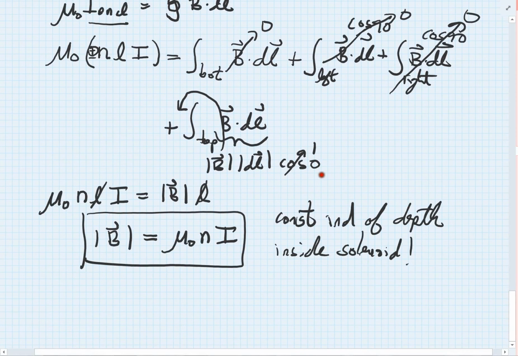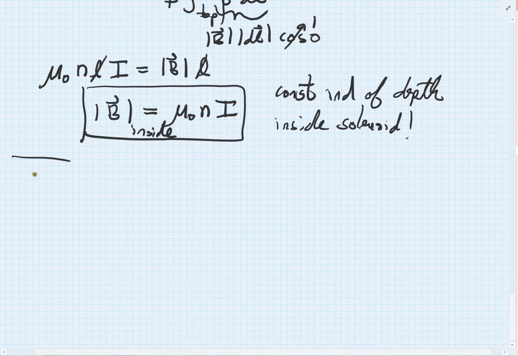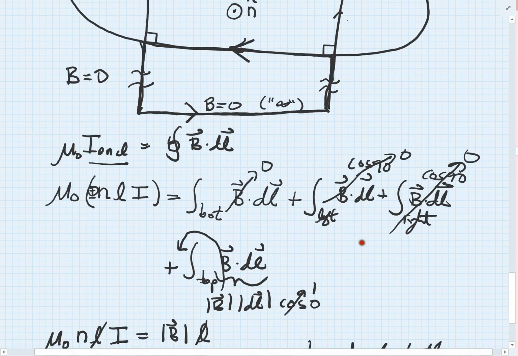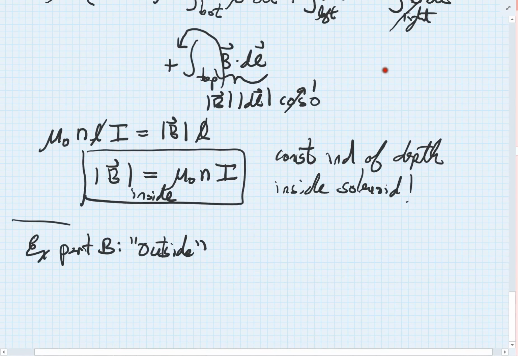So this answer here was for inside. Let's try, I'll call this example B, part B. Outside. In that case, you'll notice I've broken one of my little rules here. This is kind of the one exception. I haven't actually enclosed any charge, but I'm still going to learn something in this particular case.